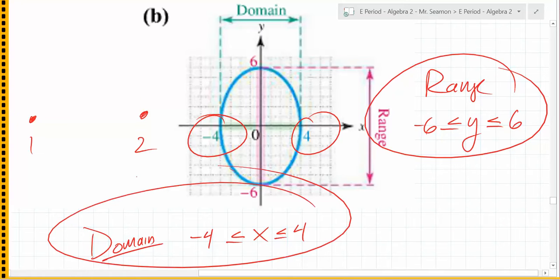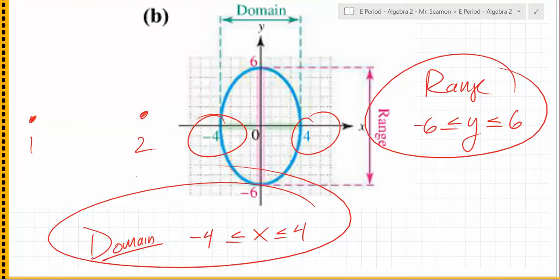What I like to think about when I think about domain and range when I'm looking at a function is shadows. If I'm looking straight down, what would the shadow of this thing be? -4 to 4. If I look at it sideways, what would the shadow be? -6 to 6.